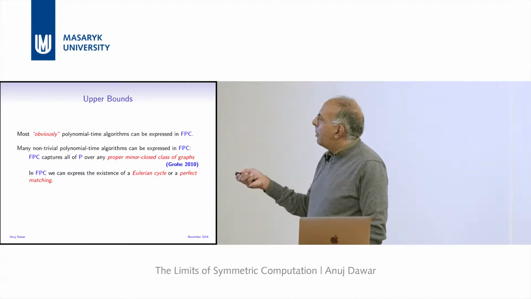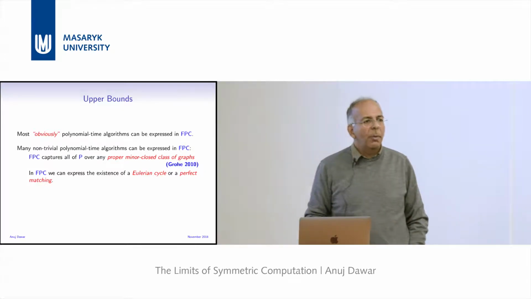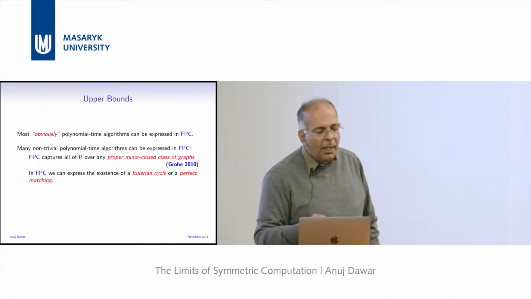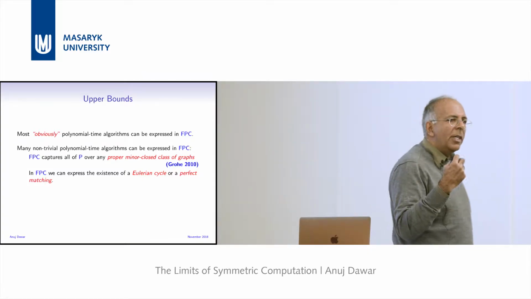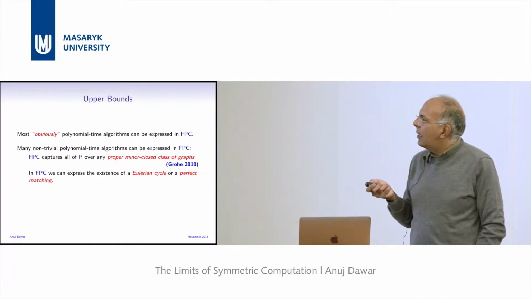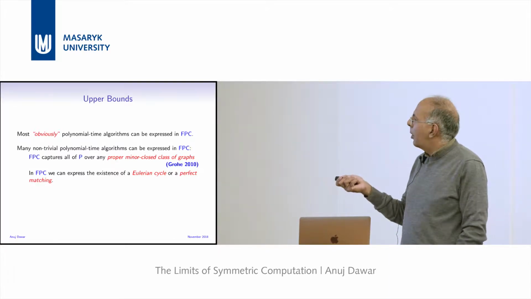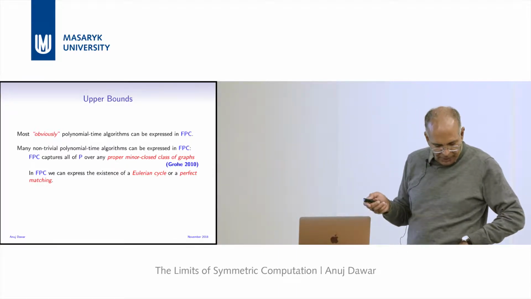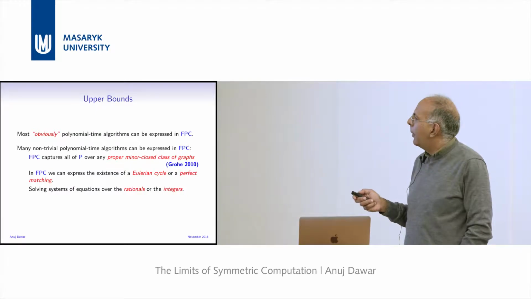Eulerian cycle, I mentioned before, perfect matching, the existence of a perfect matching. This is, again, not obvious. Even the polynomial time algorithm requires a bit of work, but whether it is included in FPC was an open question formulated in the late 90s by Gurevich and Shelah and not solved until about 15 years later, and required some interesting new methods, which maybe I'll tell you a little bit about.